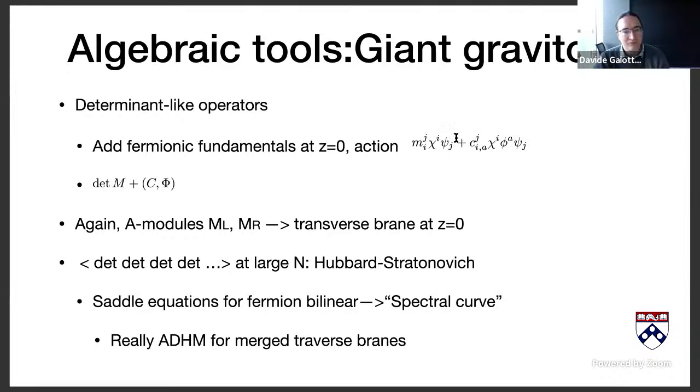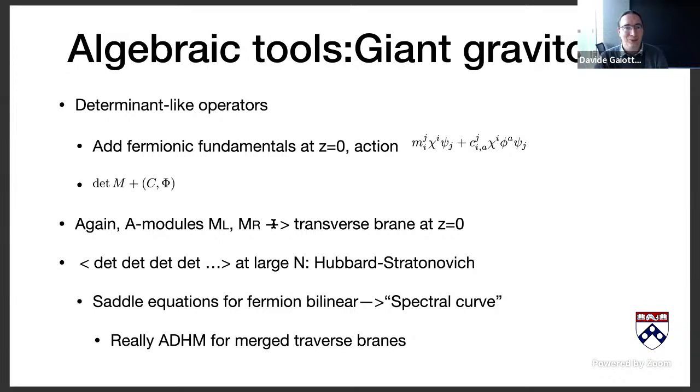Algebraically, in order to describe these determinant operators, I again had to pick some A modules associated to a brane that now lives at Z equal to zero. And then you can again make an argument about what sort of modifications I can do to these determinants. You can discover open strings on these branes and so on.